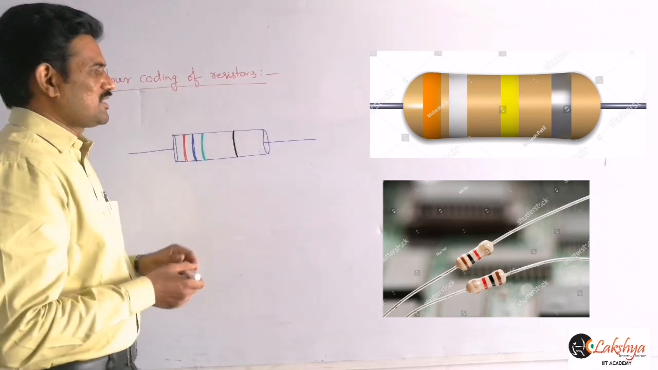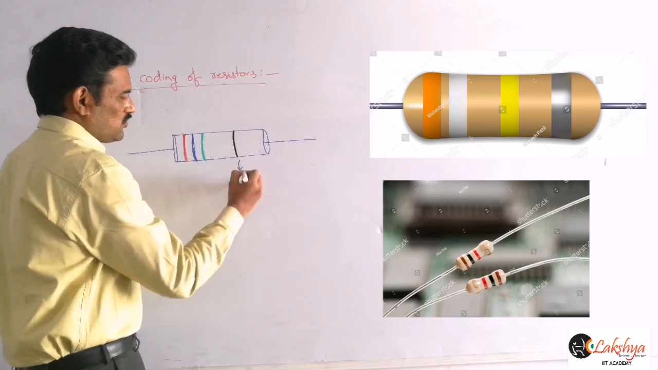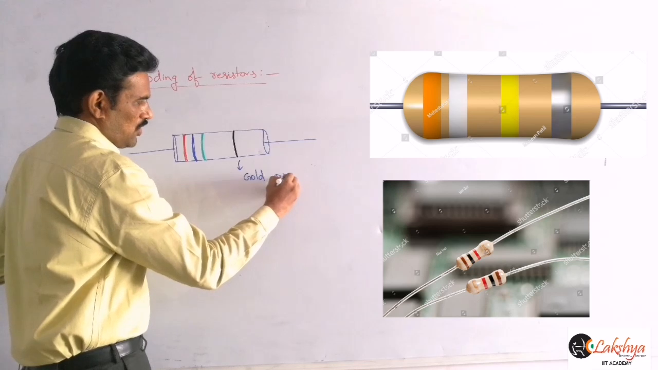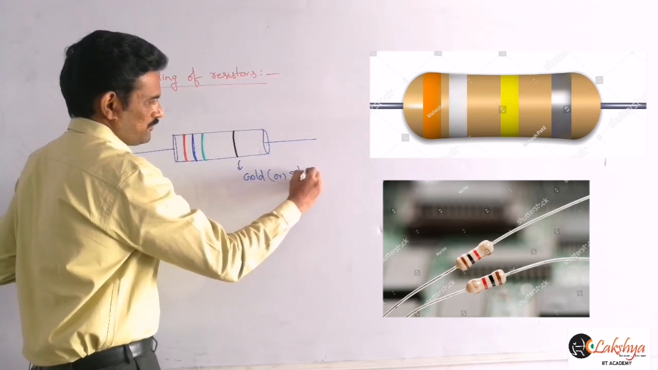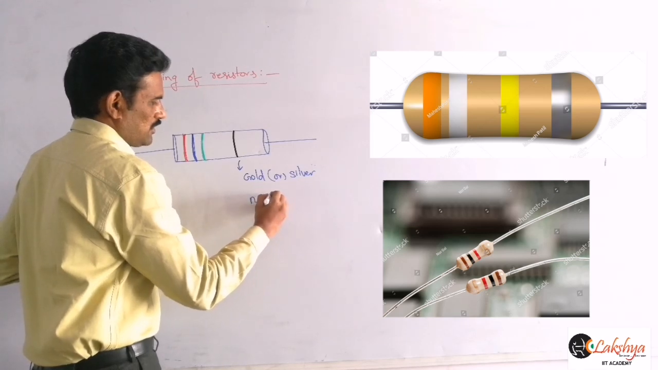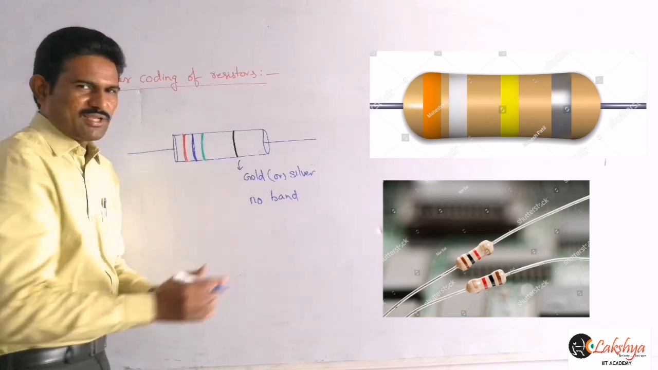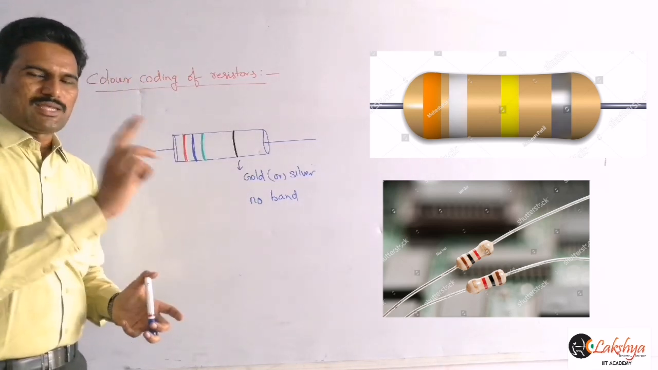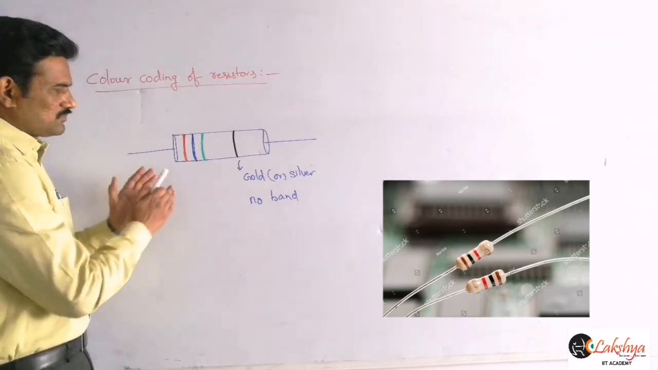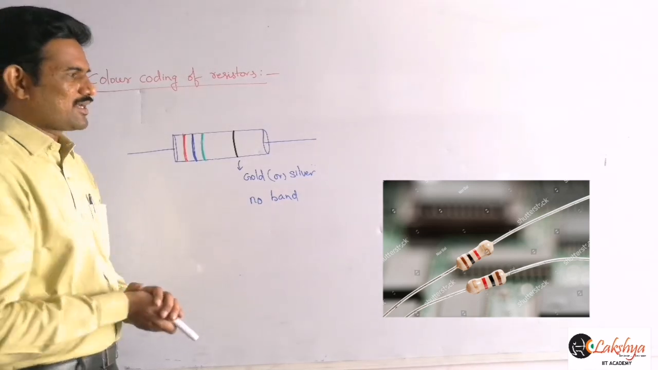generally this fourth band will have only two colors, either gold or silver, or no band. That means the fourth ring or fourth band is not there, only three bands will be there. And these are the color rings, or the color representation here.